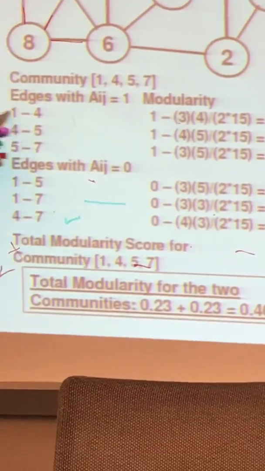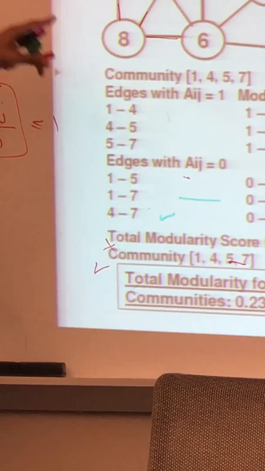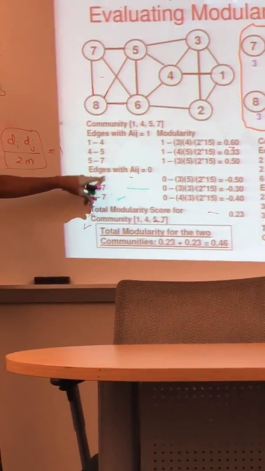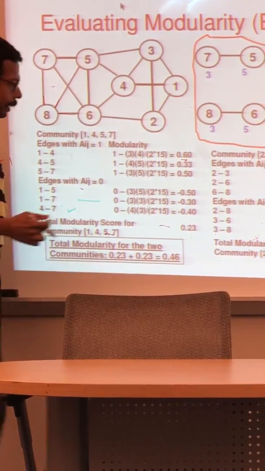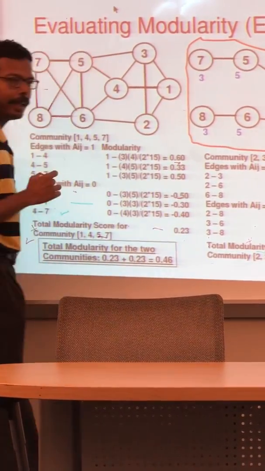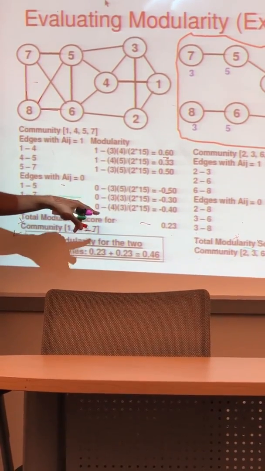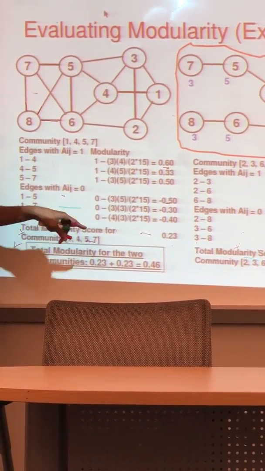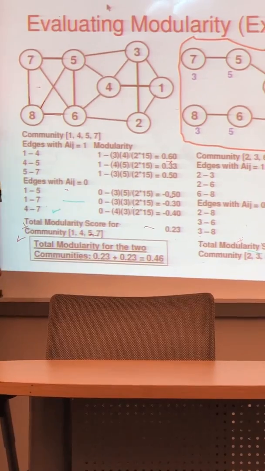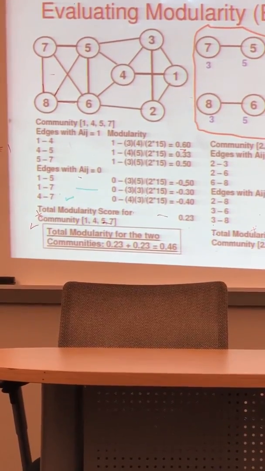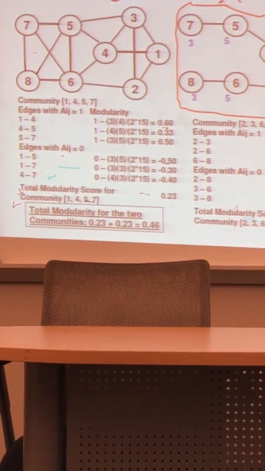If the pair has an edge between them, the modularity score is always going to be positive. If the pair does not have an edge between them, then the modularity score is going to be negative. Why? Because you do 0 minus something. 0 minus something from 0 to 1 is going to be some negative fraction. So if the pair does not have an edge between them, they are going to have a negative modularity score.